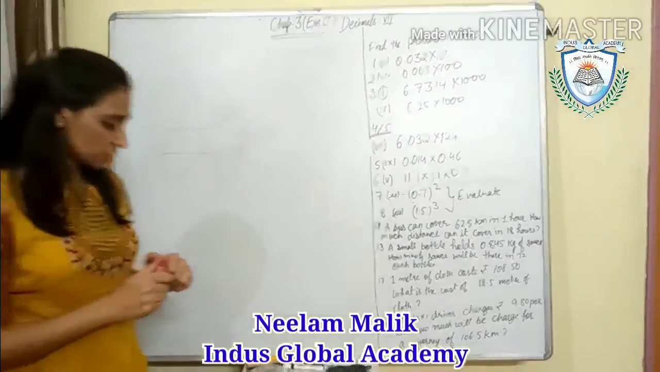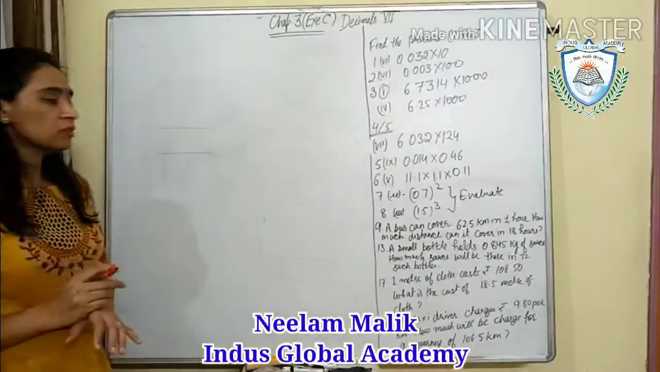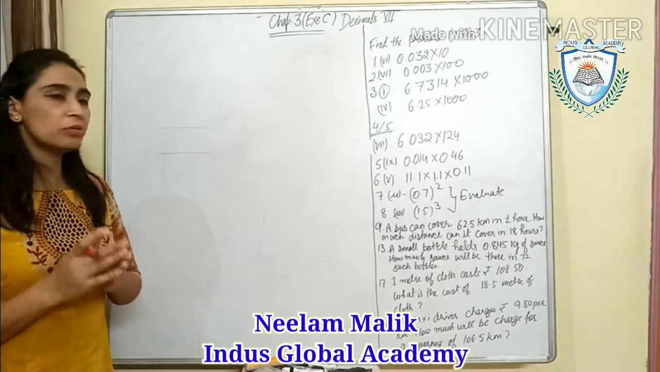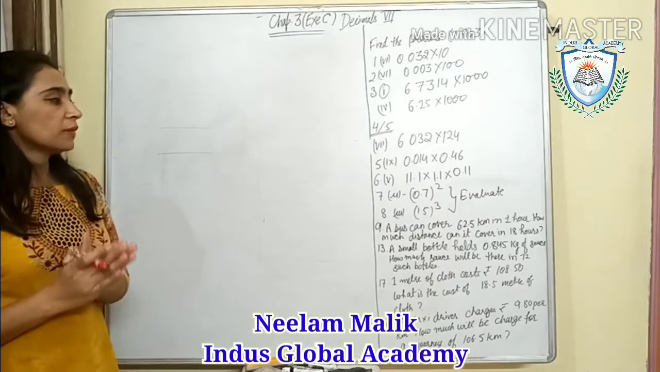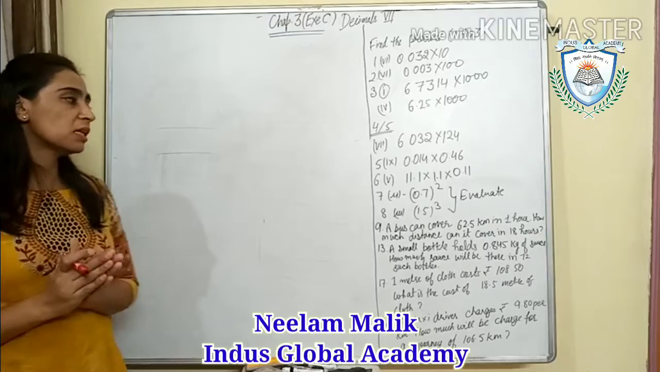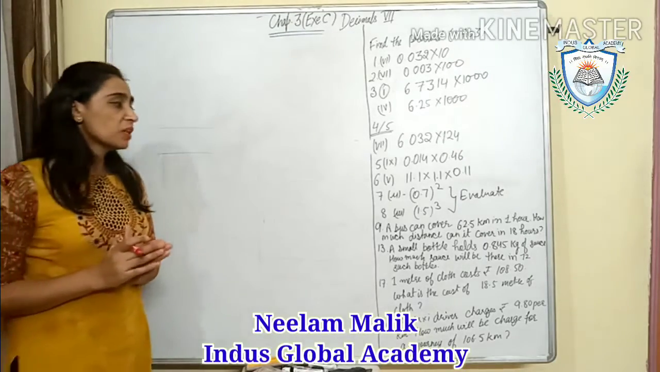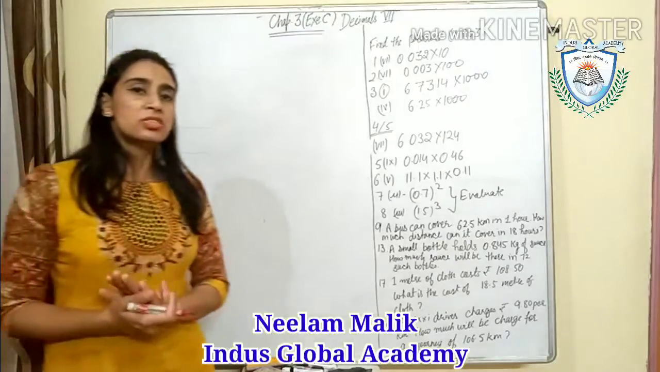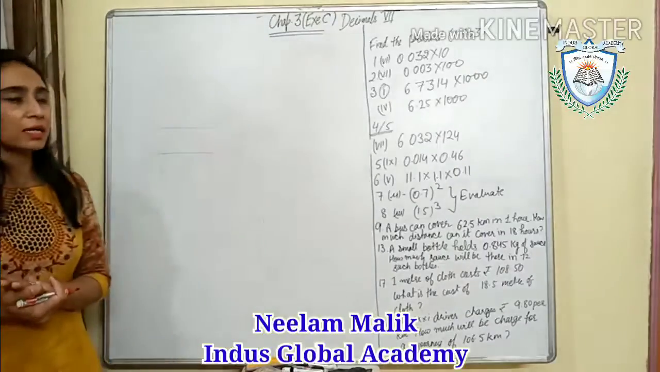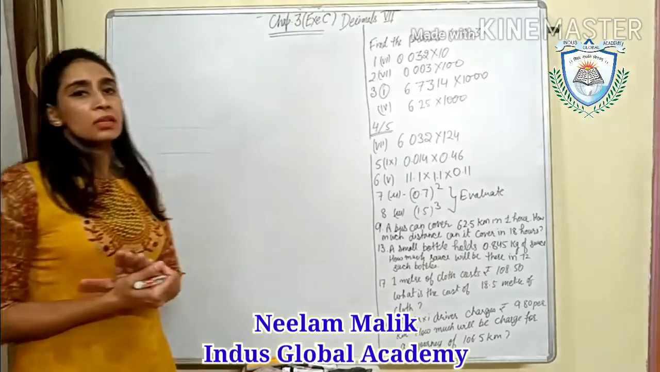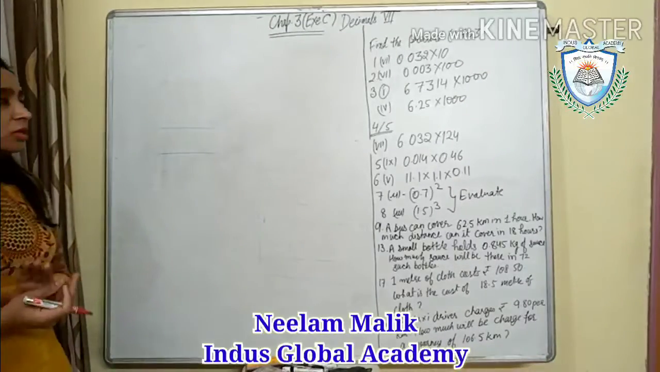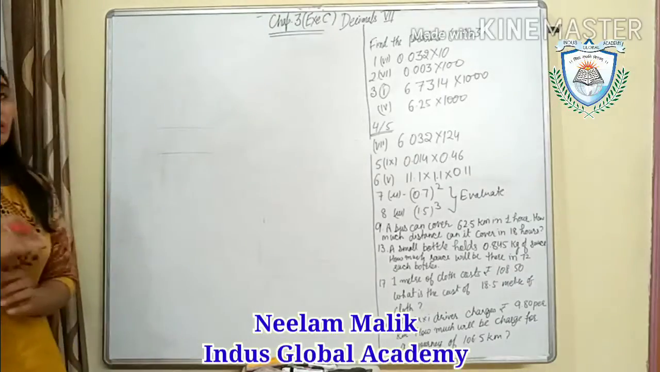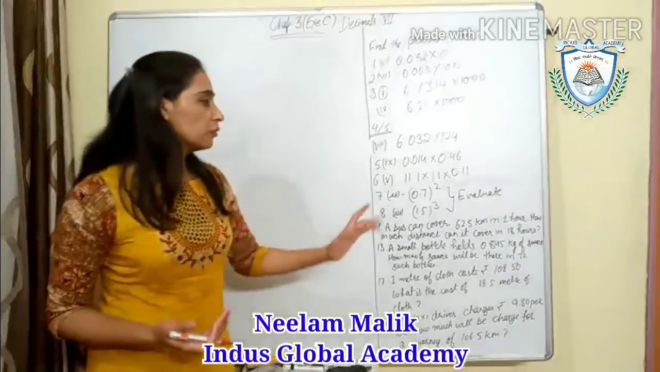In question number 9, the statement is: a bus can cover 62.5 km in 1 hour. How much distance can it cover in 18 hours? Means the distance covered by the bus in 1 hour is given to us, and they are asking the distance covered by the bus in 18 hours. So in this we have to do multiplication, because the distance covered in 1 hour is given, and they are asking for 18 hours.